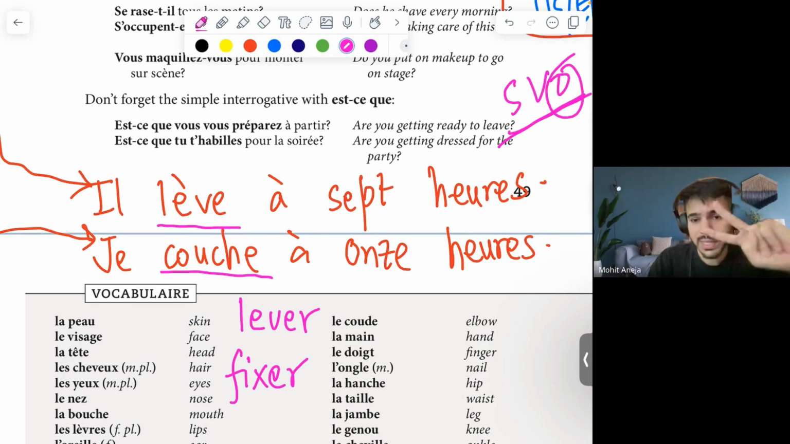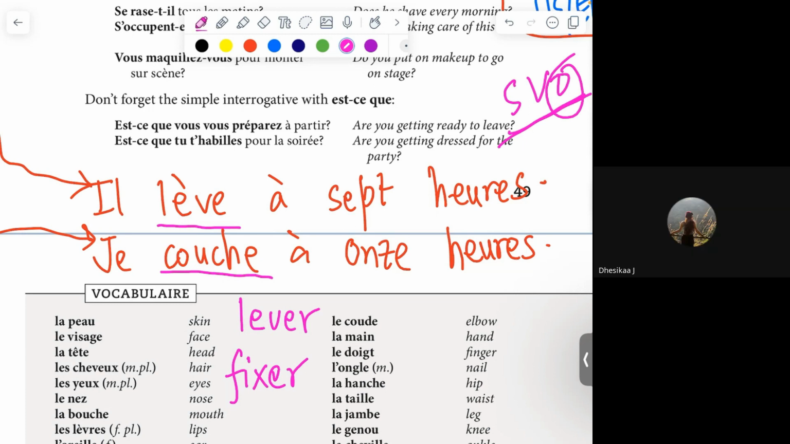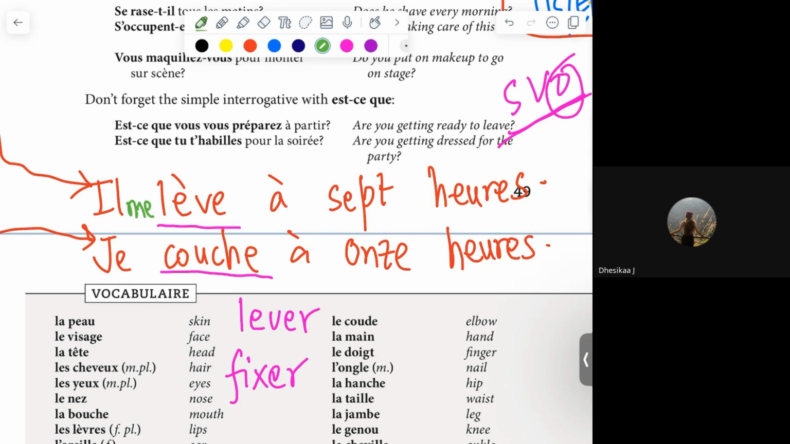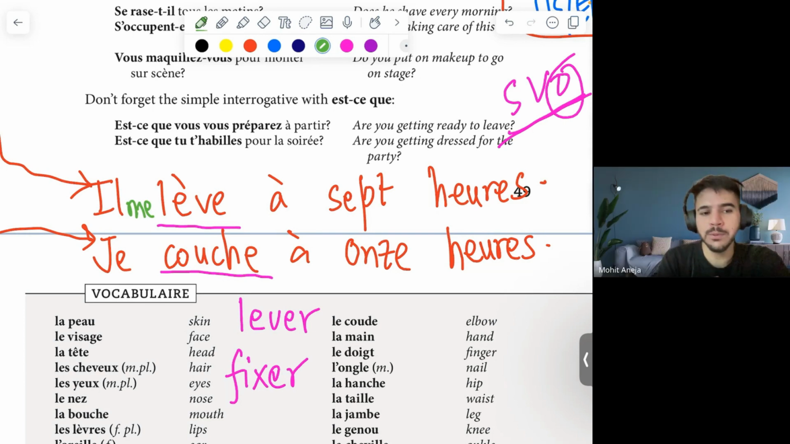So there are two ways. I put an object here. I make the subject the object, meaning I transfer this to a pronominal verb. Now I am getting it. So what did I do? I wake myself up at 7 a.m.